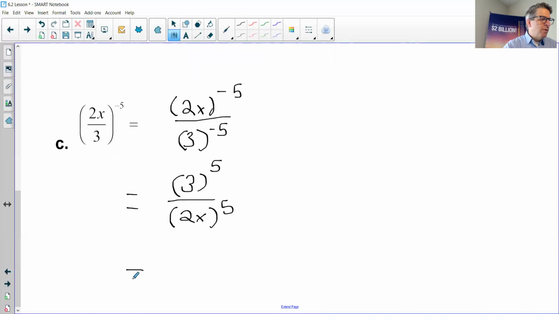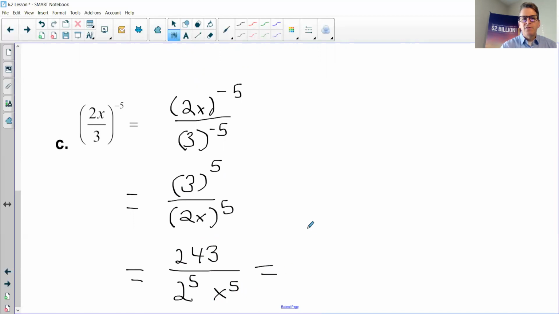Now what we have is the power of a product property. So 3 to the 5th is 243. Two to the 5th and x to the 5th. Okay, we want to simplify that. 2 to the 5th is 32. So your answer is 243 divided by 32 x to the 5th. And that's letter C.